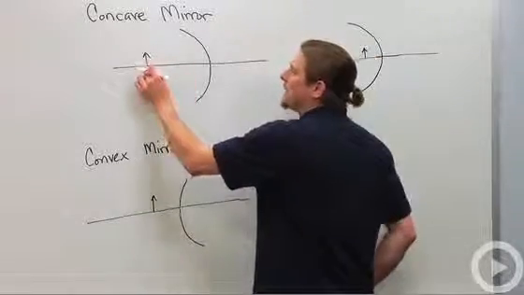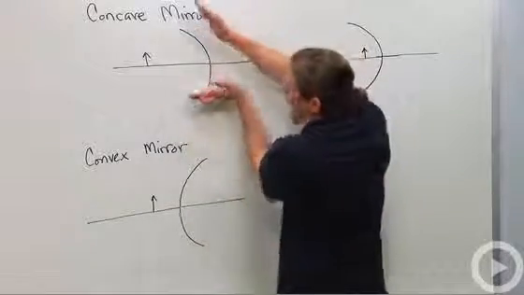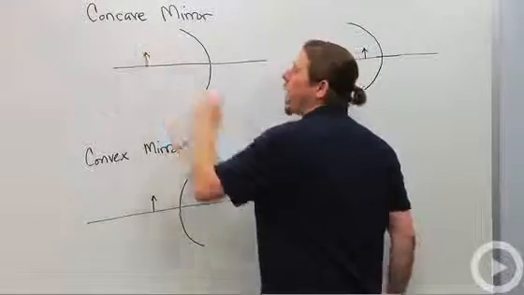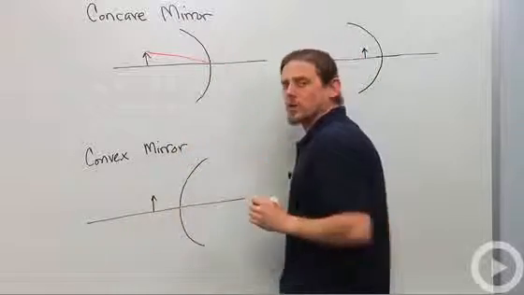All right, if the object is far away from the mirror, how far depends on how concave it is, how curved in it is. But if the object is far, let's draw a couple of these rays. Let's draw one to the vertex.